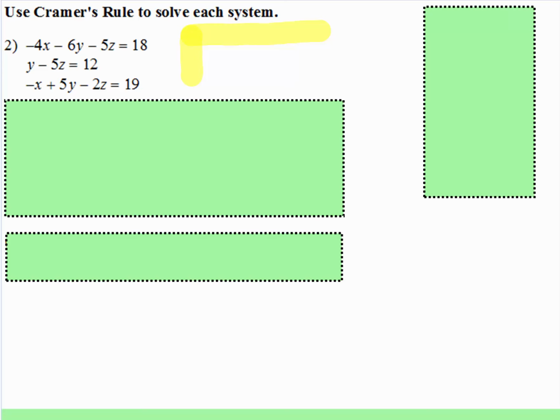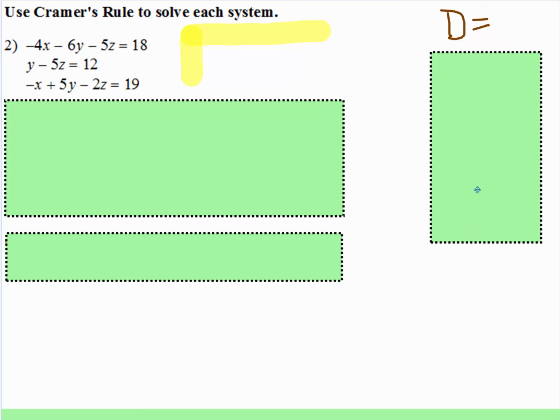Now we're going to use Cramer's rule to solve a system of three equations, so a 3 by 3 matrix. So remember what we did in a 2 by 2 matrix for Cramer's rule. Go ahead and do that. We found the determinant of the original matrix.